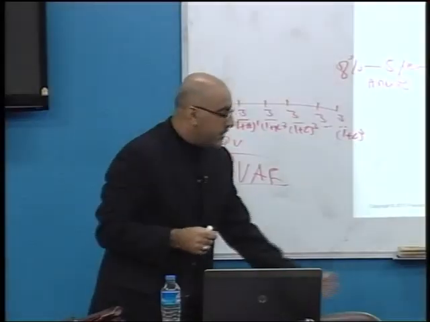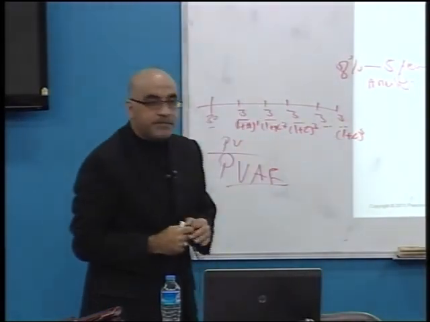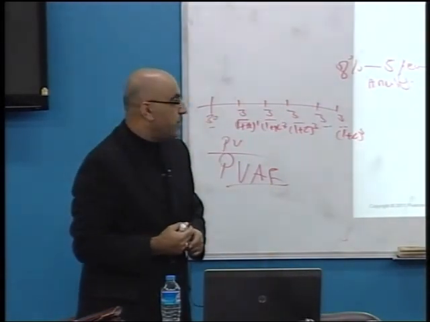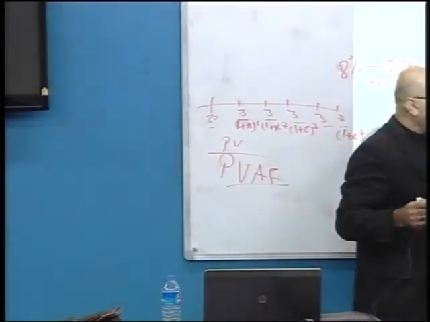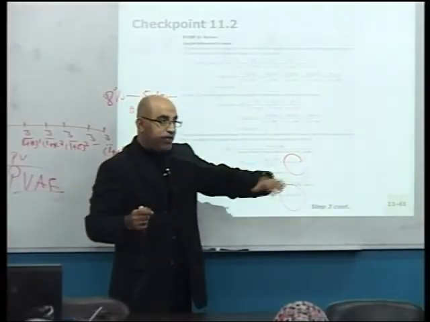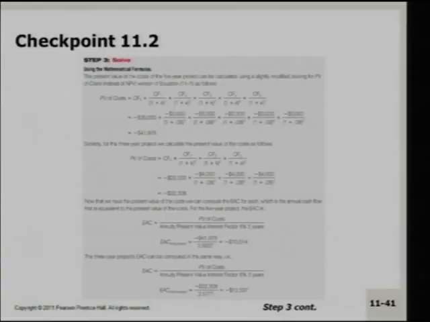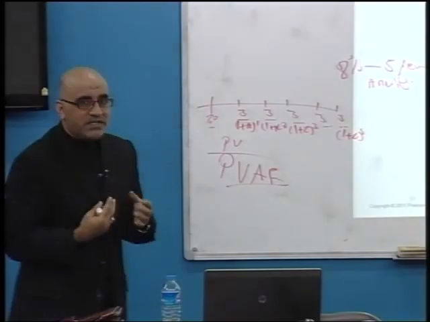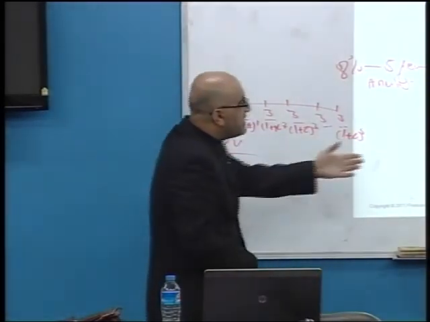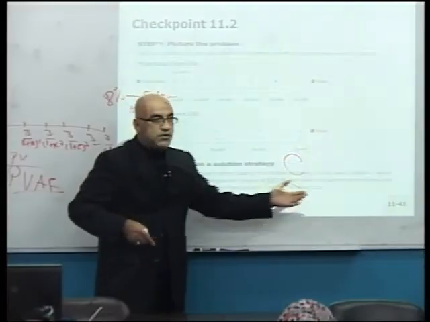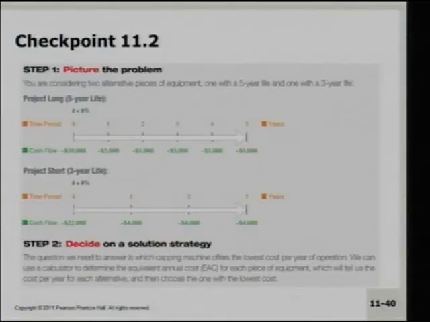So which one is accepted? The first one, because it's cheaper than the second one. Here I have to pay 10,000 annually. What is the concept behind the equivalent annual cost? Let's go back to see what it means.